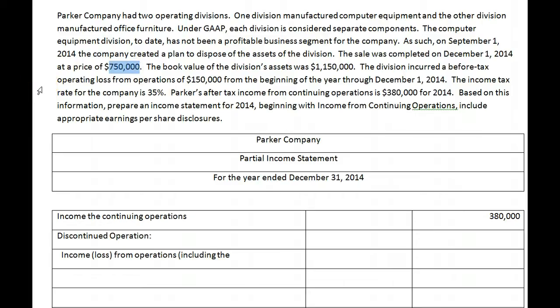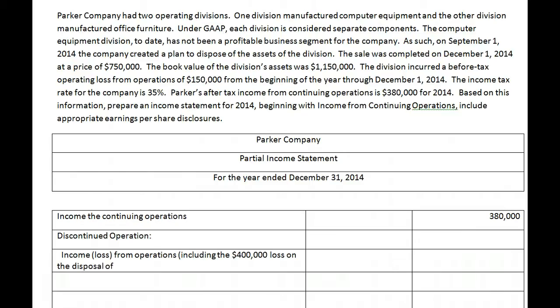So you would take those two and you would net them. So if you were to take 1,150 and subtract from that our 750, it shows that we have a $400 loss, okay? So that's the 400. So including a $400,000 loss on the disposal of the segment, okay? So not only will it include the income or loss from operations, but it also has to include that $400,000 loss from the disposal.